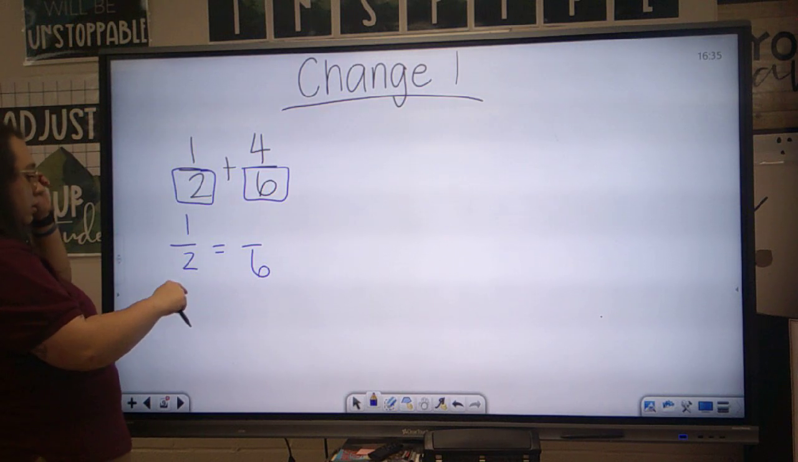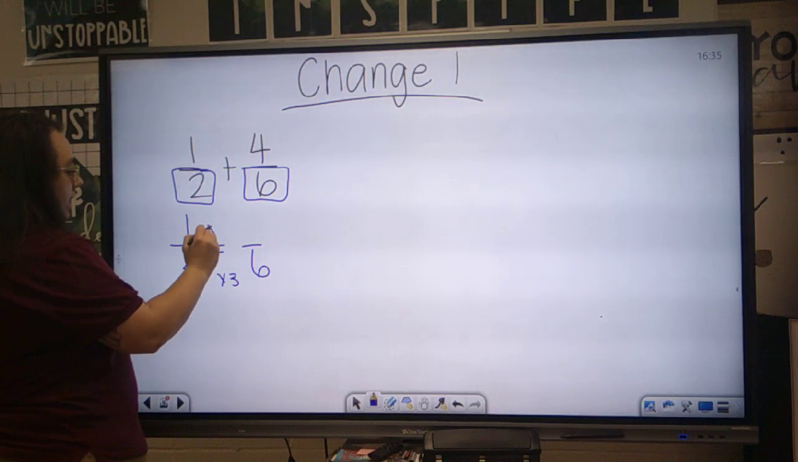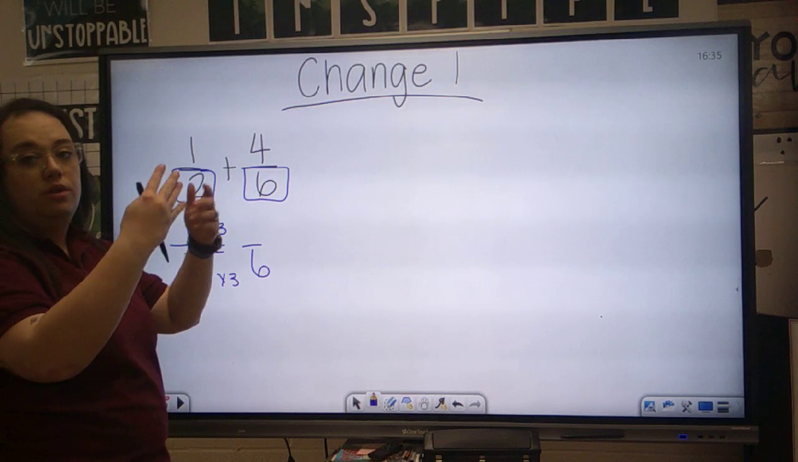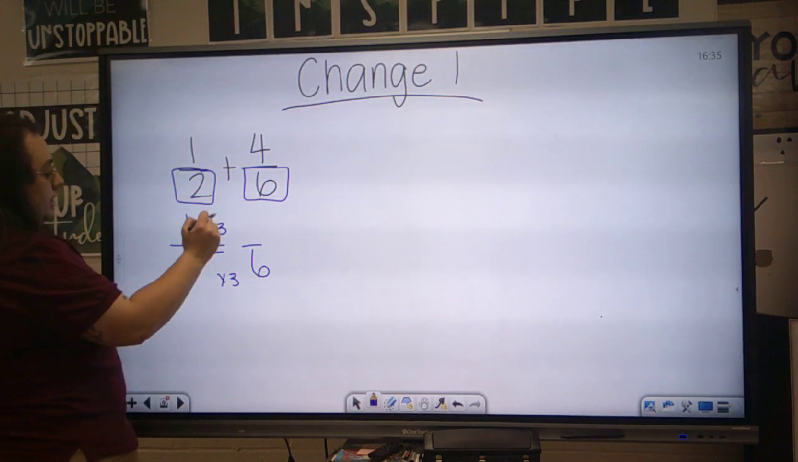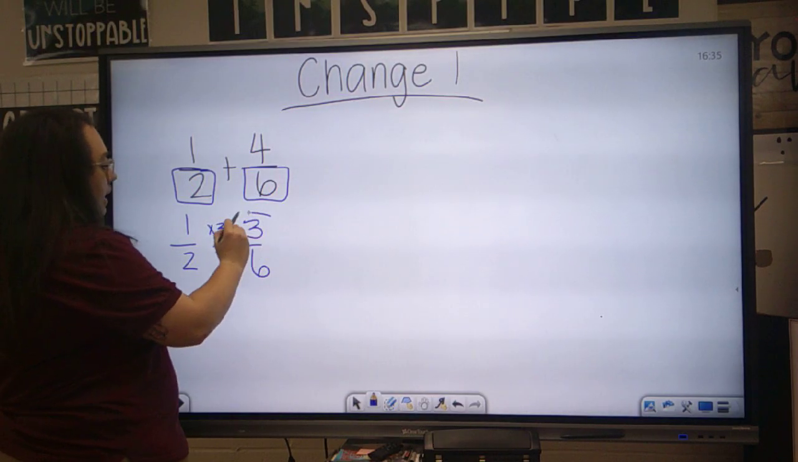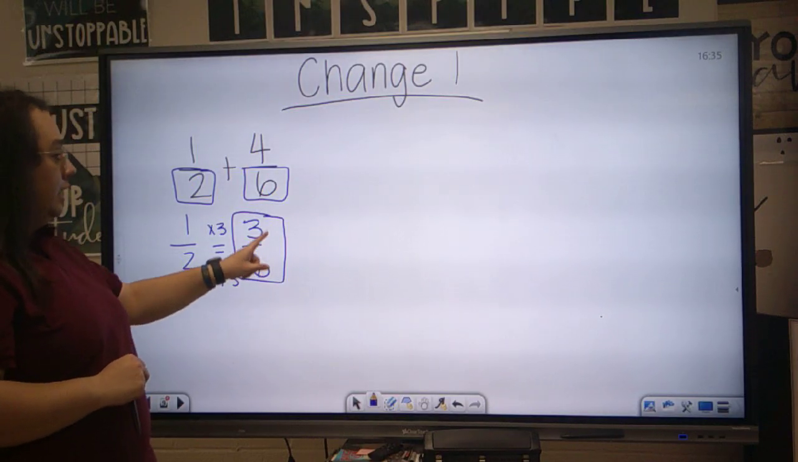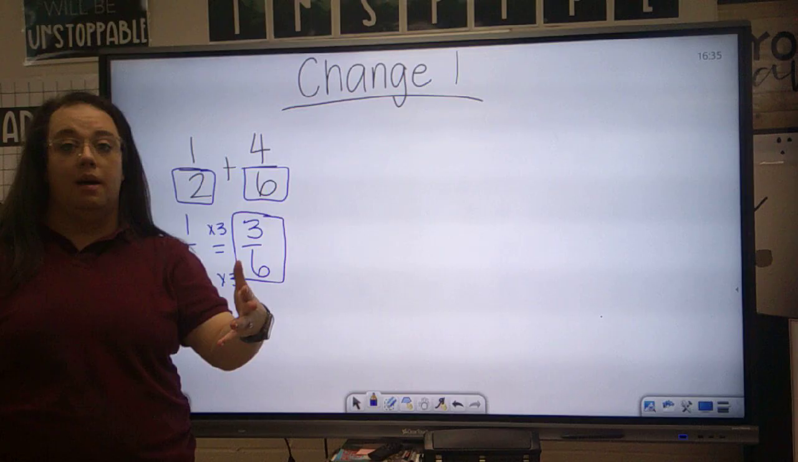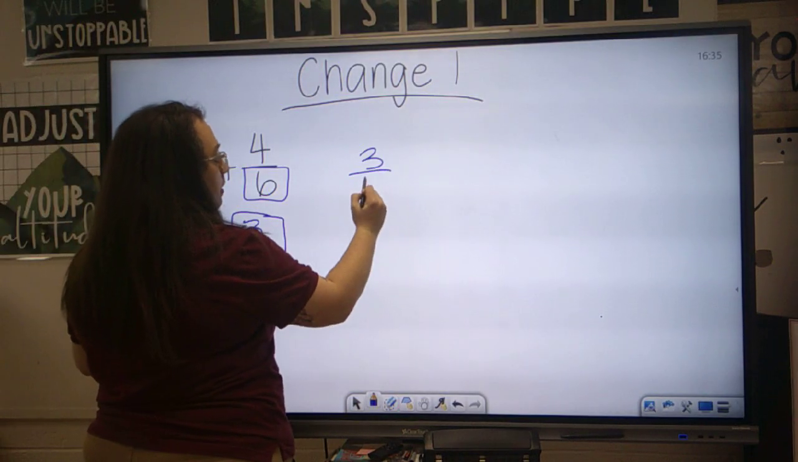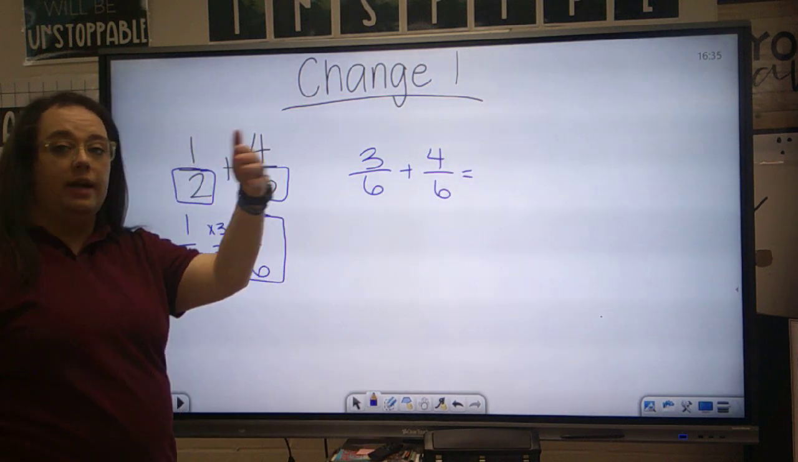So here I would know 2 times 3 equals 6. And I know by the rule of fractions that anything that I do to the denominator, I also have to do to the numerator. So I'm going to multiply 1 times 3, and it's going to give me 3/6. So now my fraction is 3/6. Now that this fraction and this one have the same denominator, I'm going to replace 1/2 with 3/6. And now I can add numerators straight across.